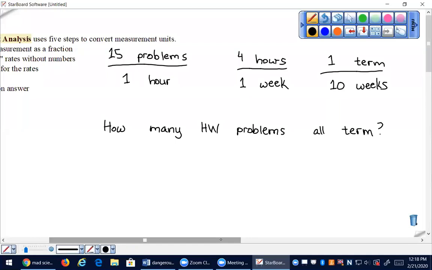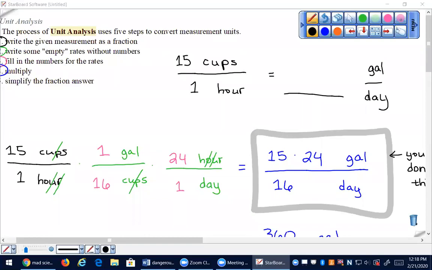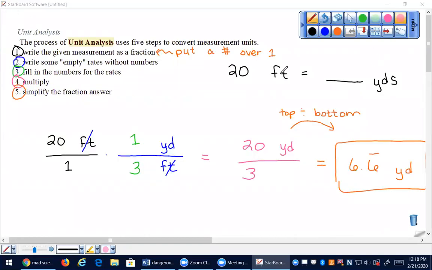Hours. How many weeks? Problems per hour. Hours in a week. It's sort of a trick question. It actually doesn't matter which we start with. What matters is where am I trying to get, right? This is the important thing. I wanted gallons per day. I wanted yards, right? My goal is what tells me what to do.